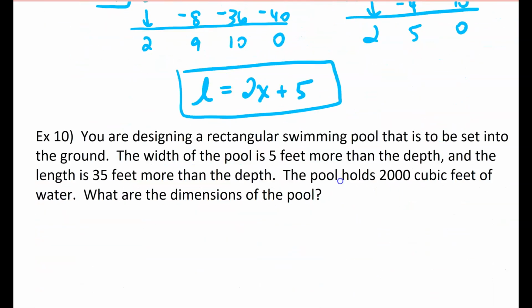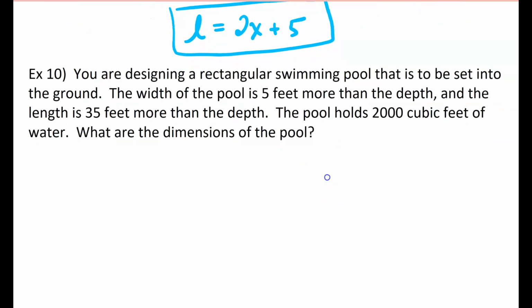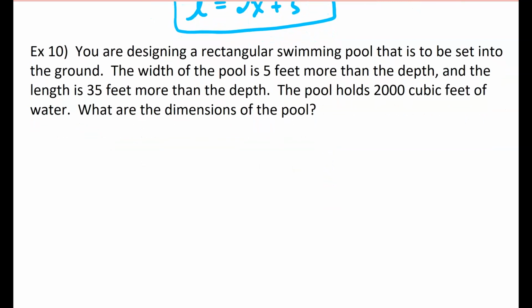Okay, last application. We are designing a rectangular swimming pool to be set into the ground. The width of the pool is 5 feet more than the depth, and the length is 35 feet more than the depth. The pool holds 2,000 cubic feet of water. What are the dimensions of the pool? So where is it we should start with this? Yes, draw a picture, okay? That always makes things so much clearer. All right, it's a rectangular swimming pool, and it has a depth to it.